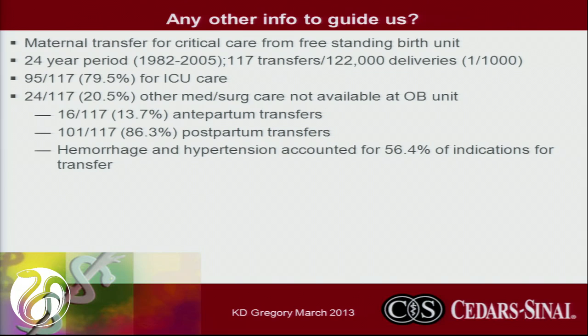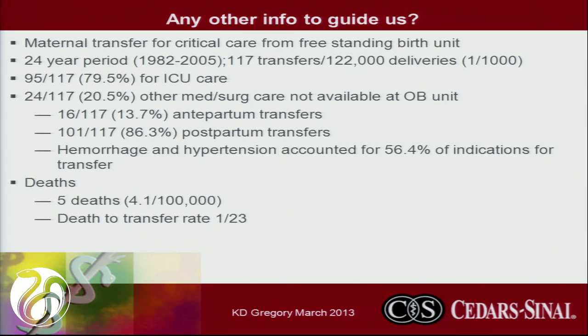So these are starting to be sort of recurrent themes here. The deaths were pretty low at 4.1 per 100,000. And that's sort of interesting to keep in mind when we think about nationally it's 16 per 100,000. And the death to transfer rate was 1 in 23. And that implies that these women who got transferred were actually pretty sick.